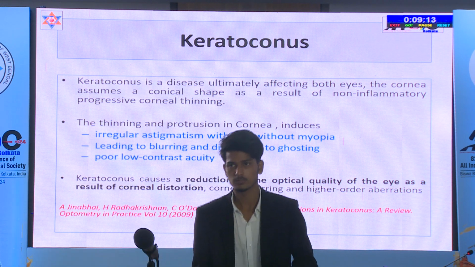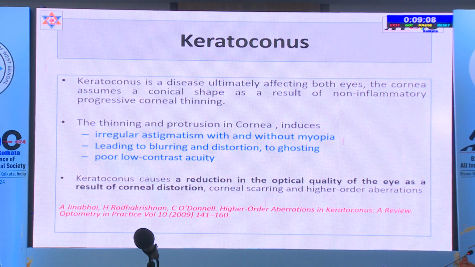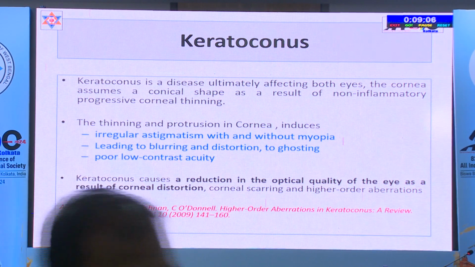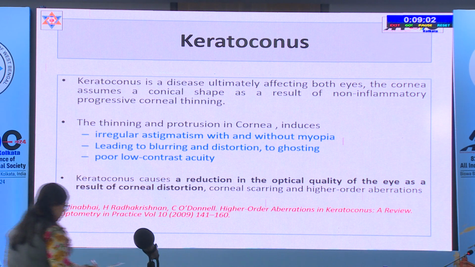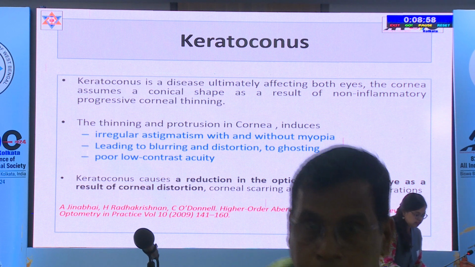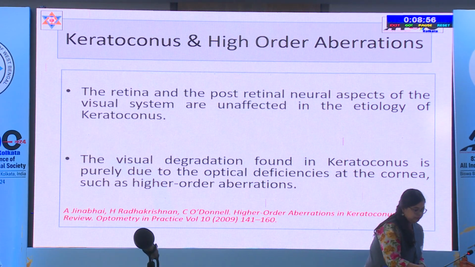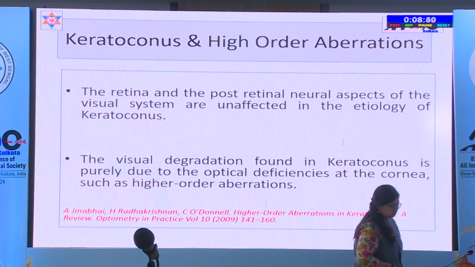Keratoconus, as we all know, is a progressive disease which may affect one eye and the other eye later on. There is corneal thinning and protrusion, and that leads to a reduction in the optical quality of the eye because of the corneal distortion, the scarring, and high order aberrations. As I'm saying, the high order aberration is not a function of the retina; the post-retinal neural aspects are all fine. It's just the corneal surface which is causing all the problems.